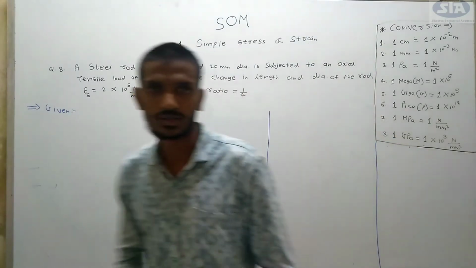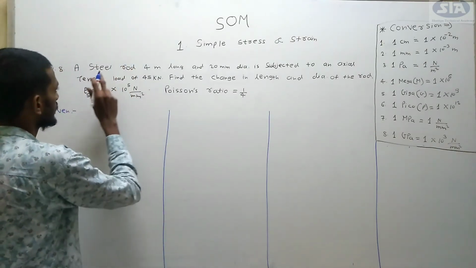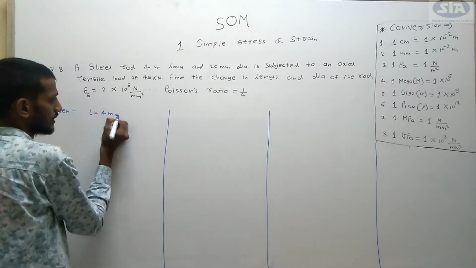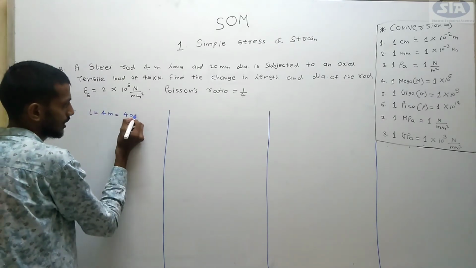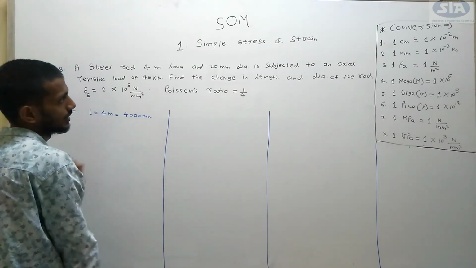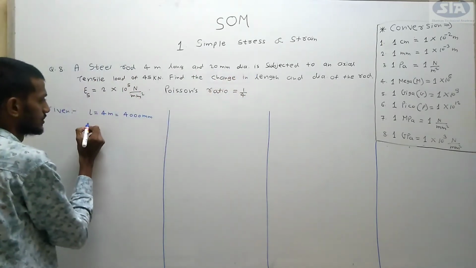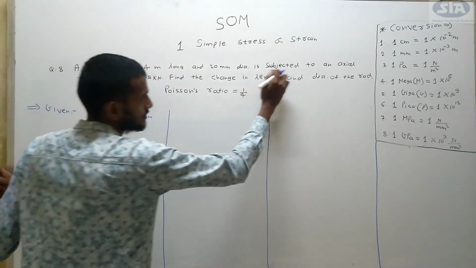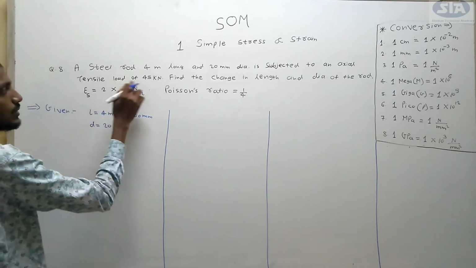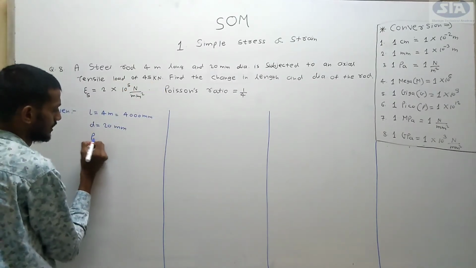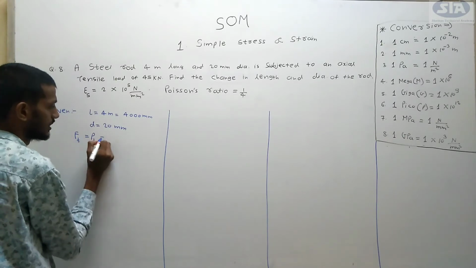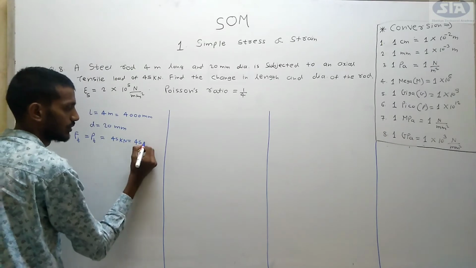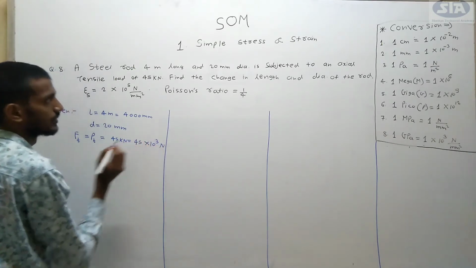Okay. Now we can sort out the given data. A steel rod 4 meter long is given as length 4 meter, which is converted into mm, that is 4000 mm. And 20 mm diameter is called the original diameter, 20 mm. It is subjected to an axial tensile load of 45 kN, that is P_T, or F_T, equal to 45 kilonewton. Convert it into Newton, that is 45 into 10 raised to 3 Newton.